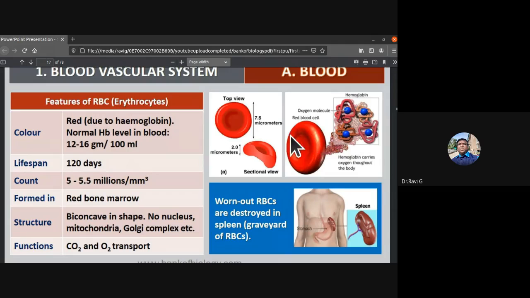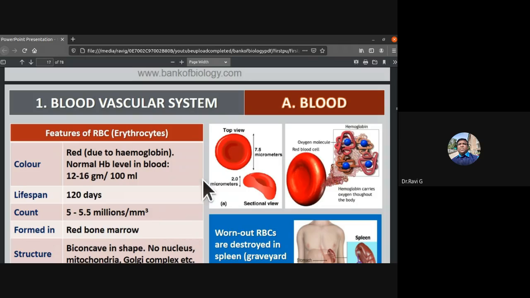The RBCs are arranged one above the other like a pile of coins. We call that rouleaux. Their count is 5 to 5.5 million per cubic millimeter of blood. 1 million equals 10 lakh. So there are 5 to 5.5 million RBCs per cubic millimeter of blood.